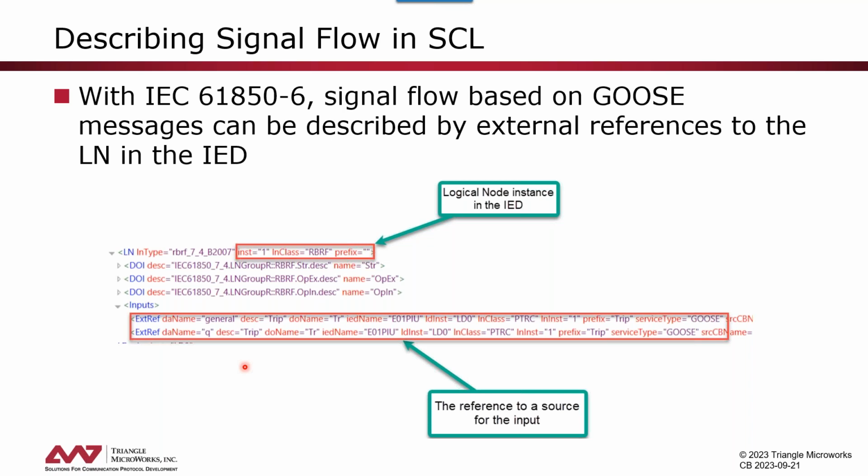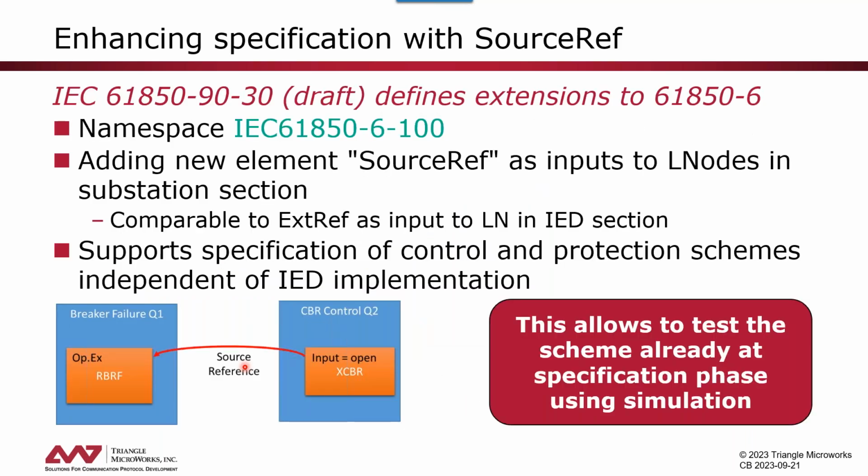But as we have seen earlier, multiple function elements can be realized within the same device, and then we have an internal signal flow, and we would also like to document this. For that, we are currently working on an extension to the standard, which is the 61850-90-30 technical report. It's a draft that defines various extensions. Associated to that is a namespace, IEC 61850-6-100. The reason that this number is not identical is that within this namespace, we include as well formally other extensions that are defined in other parts of the standard.